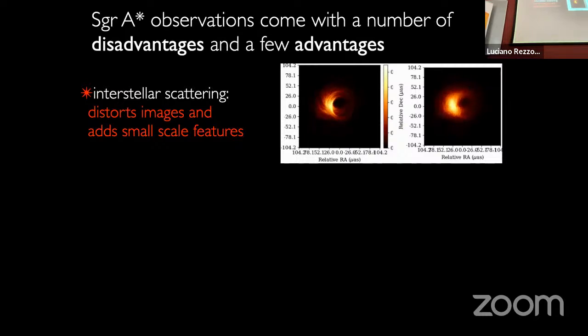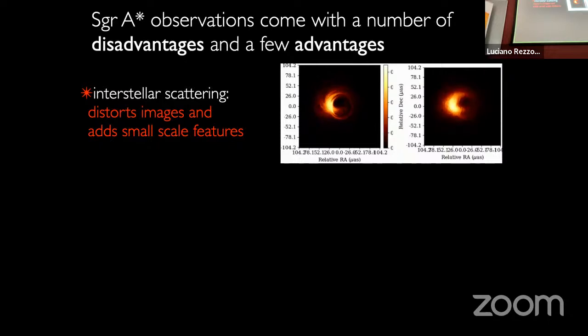The first important disadvantage is interstellar scattering. So in M87, you just point out of the galaxy plane and you go to the Virgo cluster. So you don't encounter much within the galaxy. If you want to look at the center of the galaxy, you have to go through all of the galaxy and all the plane of the galaxy. You're going to collect a lot of scattering.